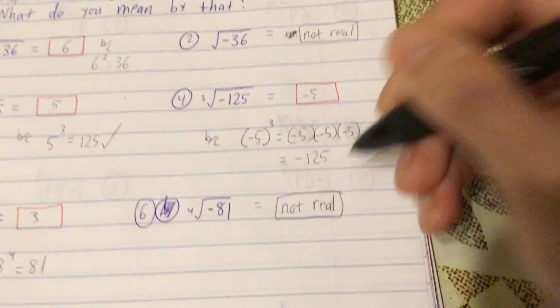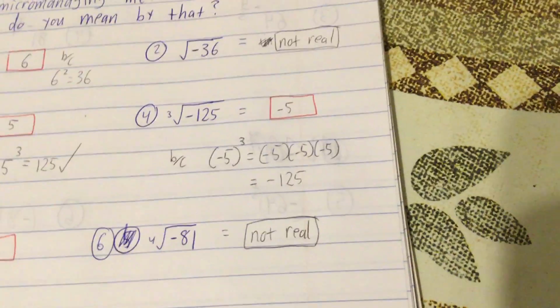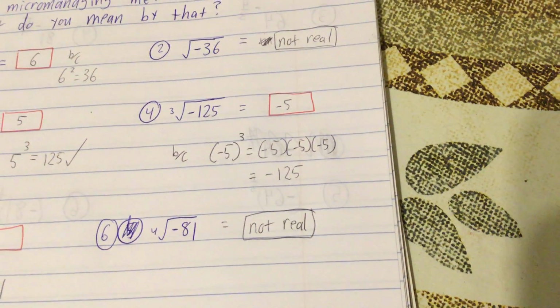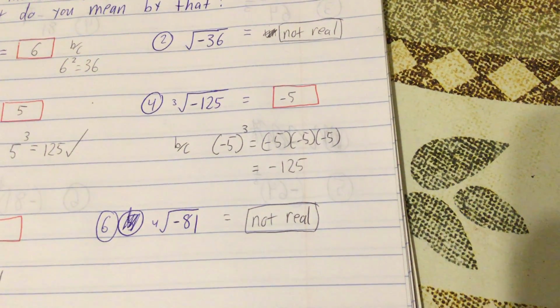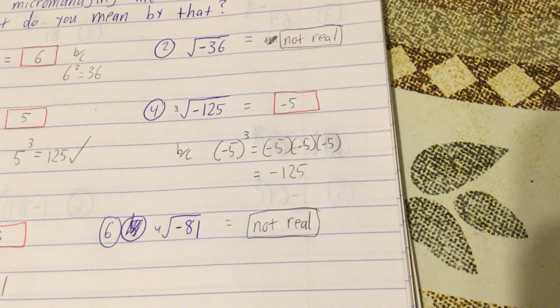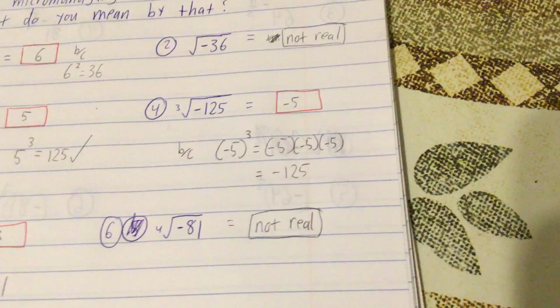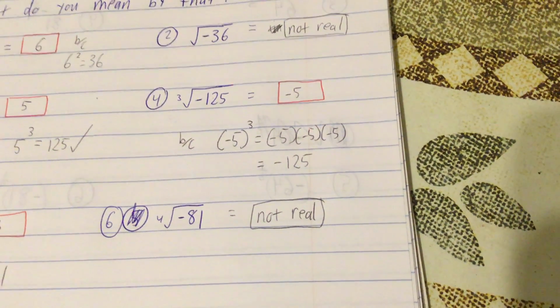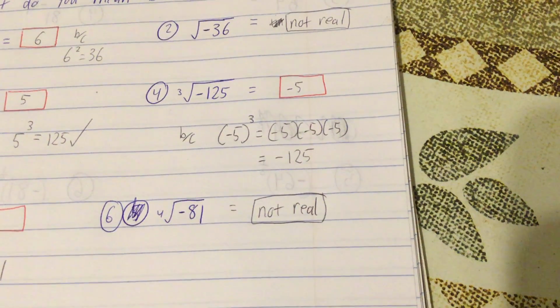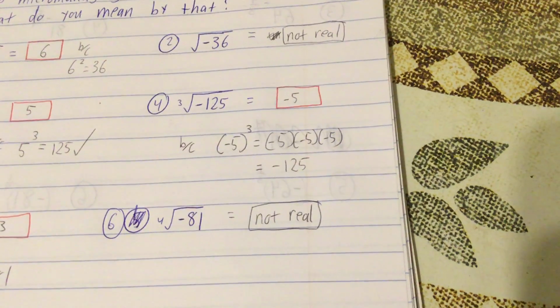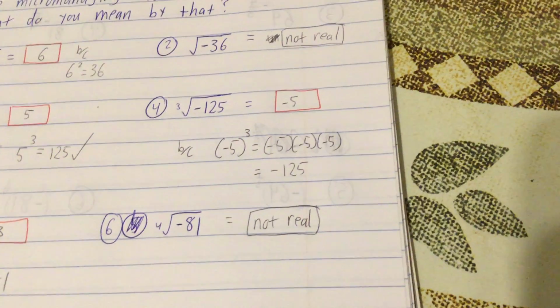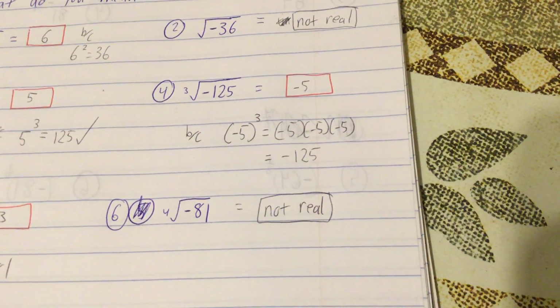So can any of you guys make the connection between problem number 2, problem number 4, and problem number 6? What's wrong with taking the square root of a negative number? What's wrong with taking the cube root of a negative number? And what's okay about taking the cube root of a negative number, but what's not okay about taking the 4th root of a negative number?